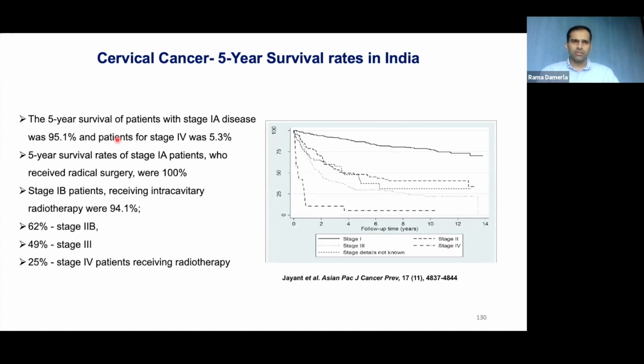As you can see here, the 5-year survival of patients with stage 1A disease is almost 96%. So if you can detect cancer at a much earlier stage, it is 96%. But if it is stage 4, then the survival is only 5%. So that is what we mainly see in India.